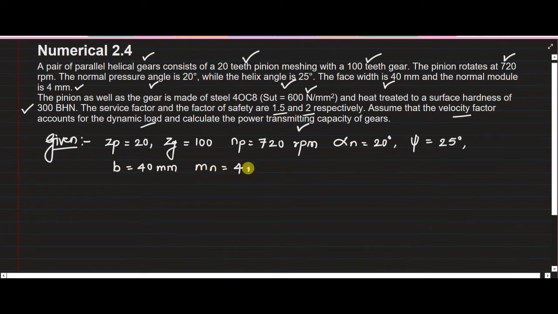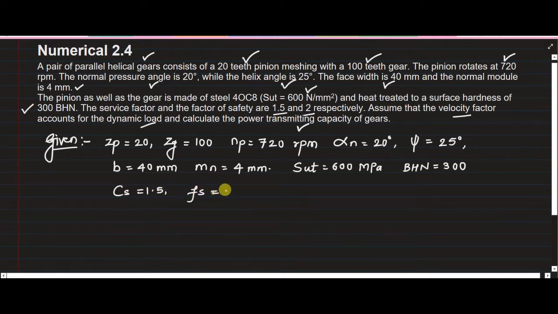Both pinion and gear are made up of steel. The value of SUD, it is 600 megapascal or 600 Newton per mm square. The value of surface hardness, it is 300 bhn. Service factor CS is equal to 1.5. Factor of safety is equal to 2.